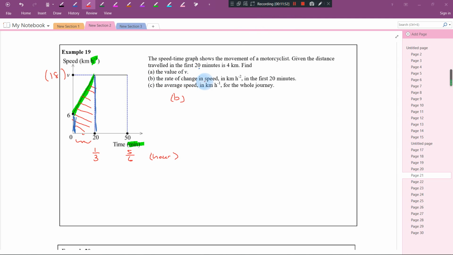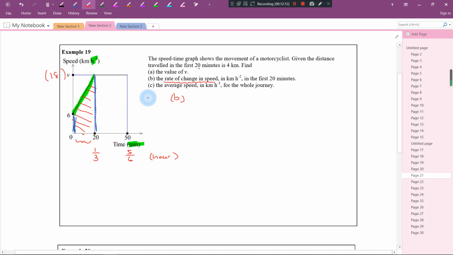The rate of change in speed in kilometer per hour square in the first 20 minutes. Per hour square, so we need to use hours. Okay, so for the first 20 minutes, which is over here, it means the rate of change of speed. This is a gradient, right?